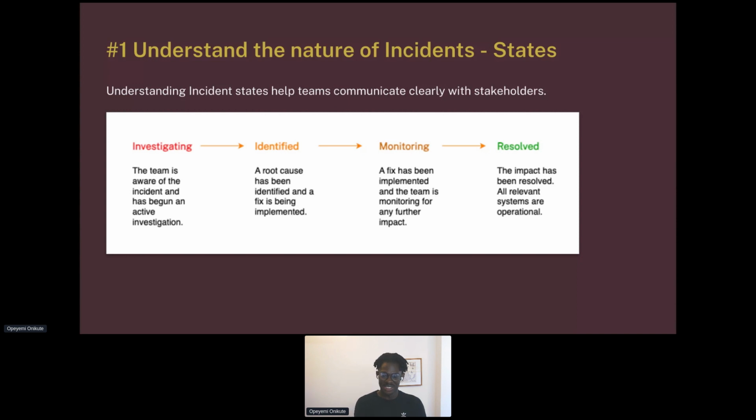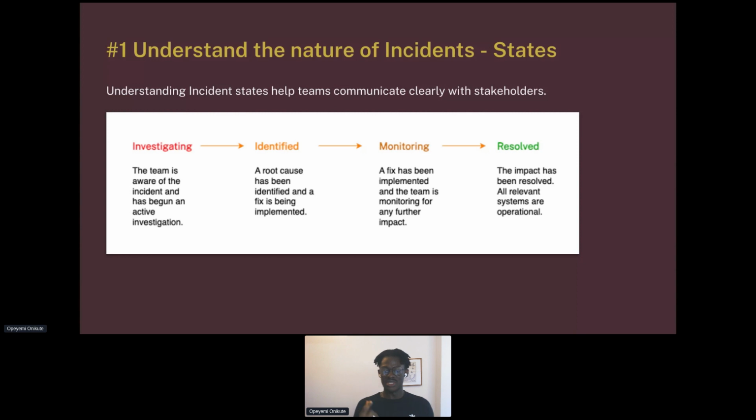So the first state is investigating, like you just got notified of the incident, the team is aware, and you're investigating what went wrong. The next state is when the root cause has been identified, right? In this state, you're usually implementing a fix. And then monitoring is when you've implemented the fix, you are monitoring to see if there's any further impact or to see if the issue has been resolved, right? And then resolved is where we all want to be, right? The impact has been resolved, all systems are operational.